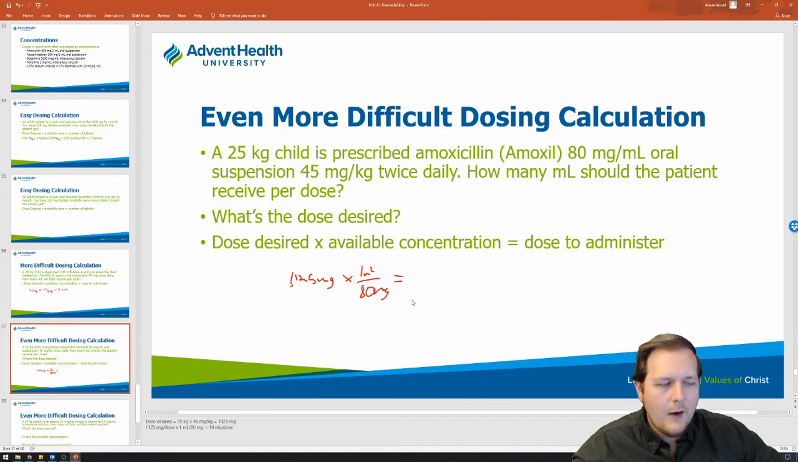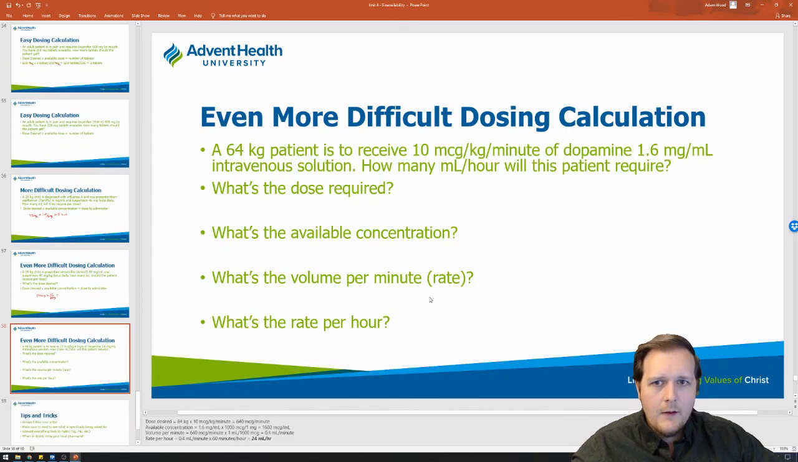Notice here that the milligrams cancel out, and you're left with mLs. And that's what you want to tell the patient. You don't want to say to a patient, hey, you need to take 1125 milligrams of amoxicillin. You want to tell them take 14 mLs per dose, because that's what the patients are going to be able to measure up and actually give, or the parents can give to that particular patient, right? So that's typically how we do that.